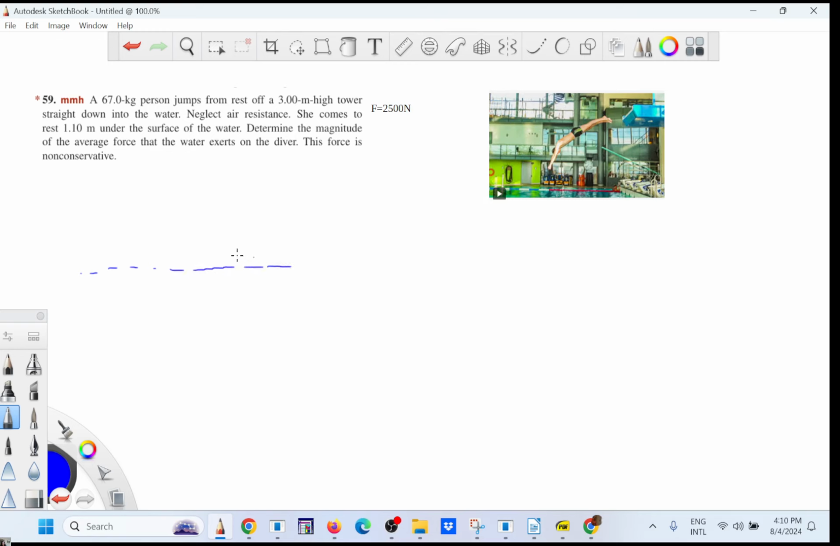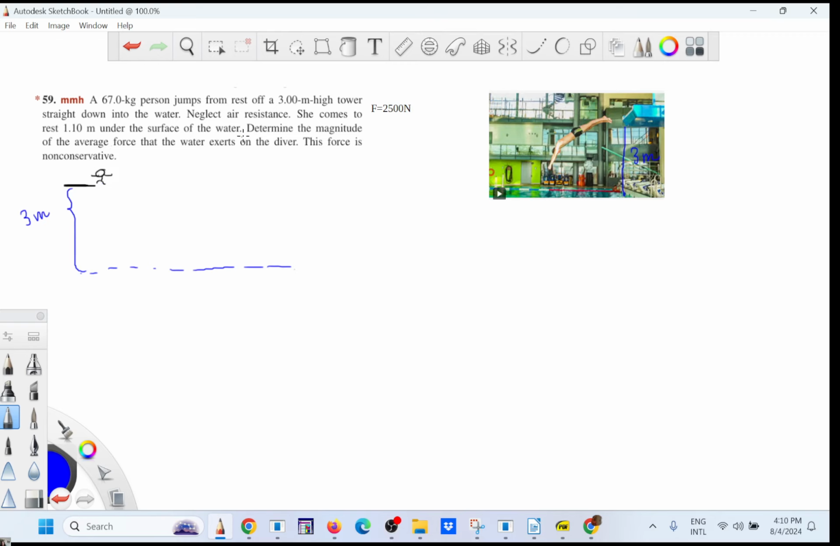So we have the water here. The height, it says, is a high tower. So that tower here is going to be 3 meters. So this is 3 meters. Okay, so this is the tower here. And it's not to scale.